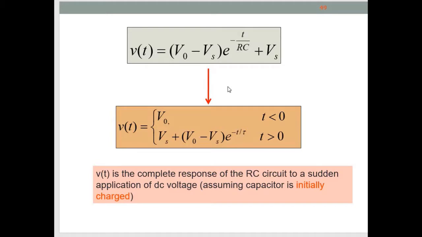Okay, we can write this in time sections. For t less than 0 or t equal to 0, the initial voltage, assuming the capacitor is initially charged, is V0. If it is initially uncharged, V0 is equal to 0. And this is when t is more than 0, Vs. Just copy back the equation in the purple box, the same as this one.